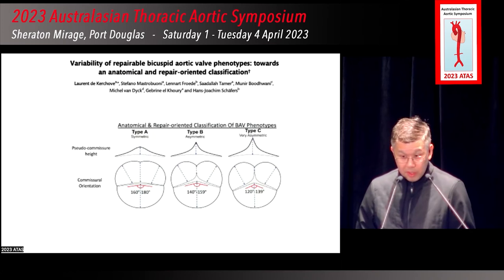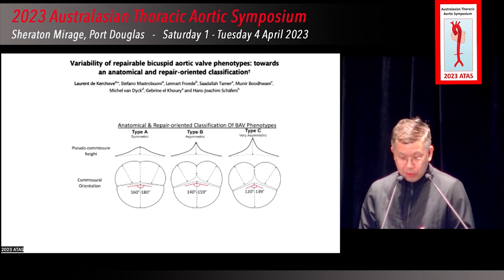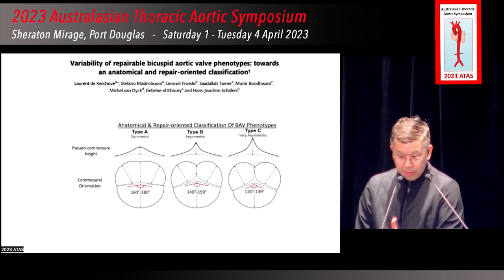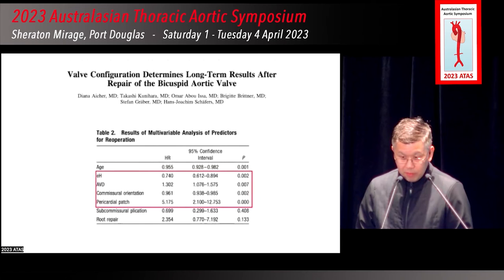Later on, taking some of that international consensus statement, our Belgian, or really our European colleagues, categorized repair difficulty based on the symmetry of the commissure orientation, such that the most difficult one is the very asymmetric type C, whereas type A was relatively more straightforward.